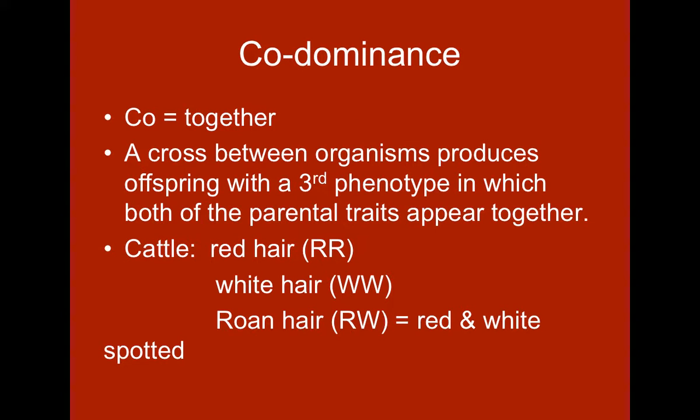So just a little bit more on this. One of the other ways you can remember this is co means together. So a cross between organisms that are codominant produces a third phenotype that doesn't appear in the parents. And so you can also see this here with this other example. So cattle can have red hair or white hair. In order to have red hair, they have to be homozygous. In order to have white hair, they have to be homozygous. But when they are heterozygous with both a red and a white, it turns into what we call roan, which is red and white kind of spotted.